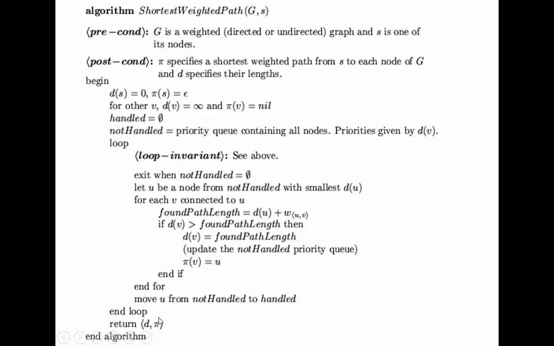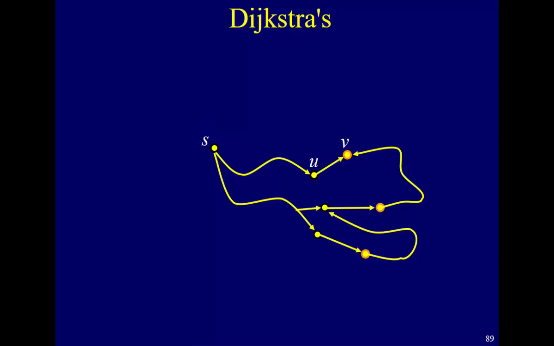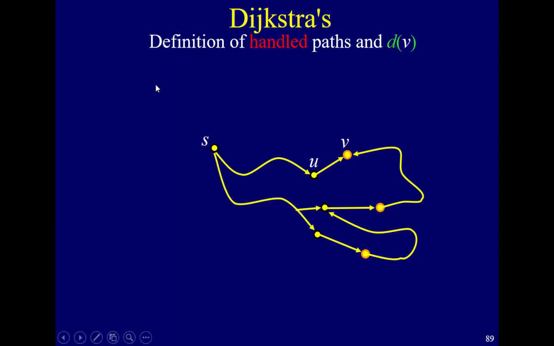And then u has now been handled. So we take it out of the queue, and we say it's now wherever we put handled nodes, right? And in the end, we return the answers. And then you'll note that the nodes you've never found will keep d values of infinity, and that's it. So here we're just doing it again with the picture, right?